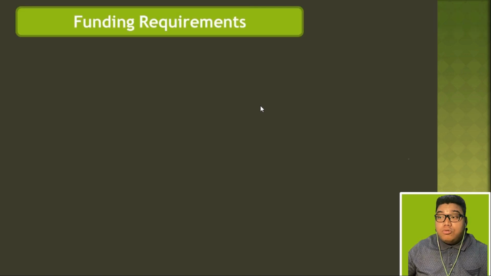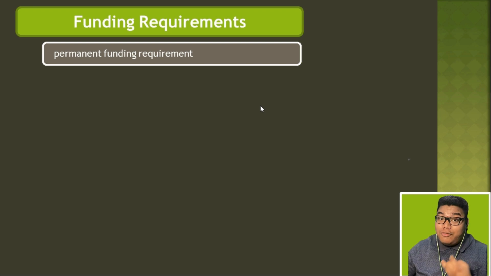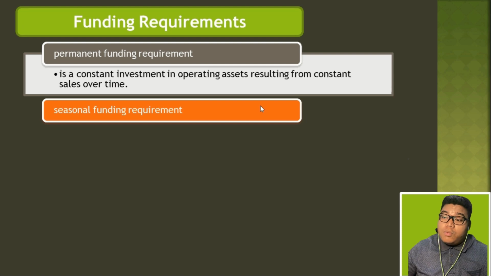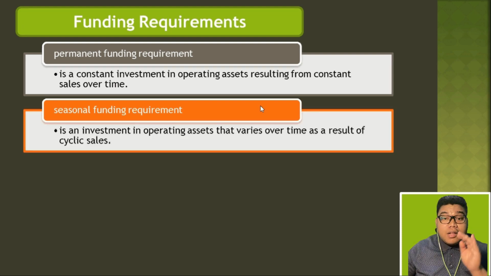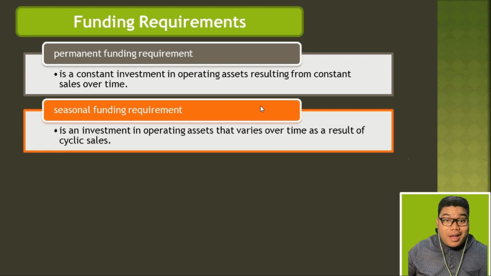Now we move to funding requirements. So a company has working capital requirements or funding needs. We have two types of needs, the permanent funding requirement and seasonal funding requirement. When we say that a funding requirement is permanent, it is a constant investment in operating assets resulting from constant sales over time. So we always need this amount to be present because it is always in use by the company as part of the working capital. But when we say that a funding requirement is seasonal, it is a result of fluctuations in demands and funding requirements in an organization. So, for example, we have too many sales during December. We need to expand our working capital so that we will be able to finance those needs of the organization.